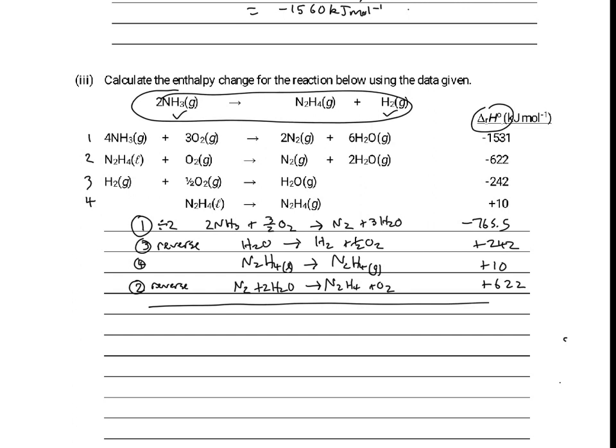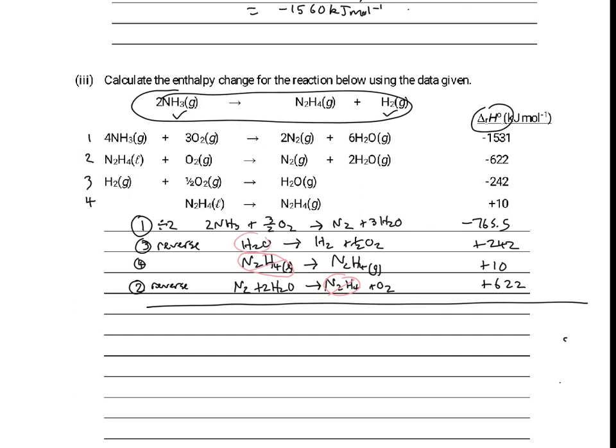Alright, so theoretically, if we add everything together and simplify and cancel it out, we should get that target equation. 2 ways you can do it. You can basically write everything that's on the left-hand side down here and everything that's on the right-hand side down here and just add it together. Or you can go through and just simplify things as you see it. So, I'm just going to do it a simple way: on the left-hand side we have an N2H4 liquid, on the right-hand side we have an N2H4 liquid, so they can cancel out.